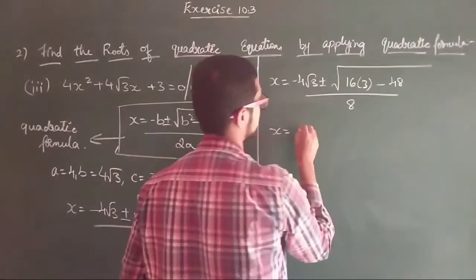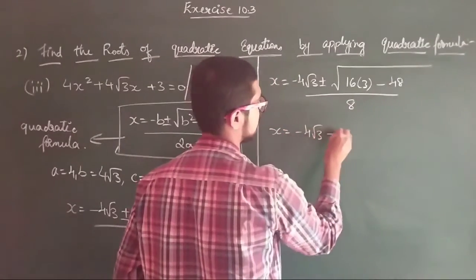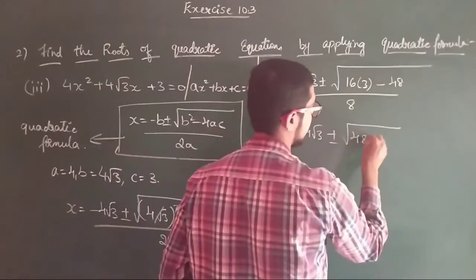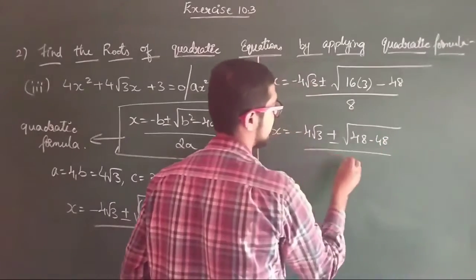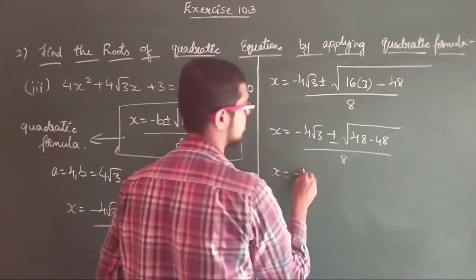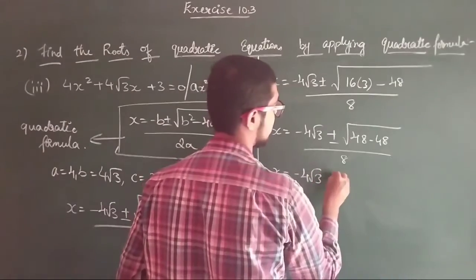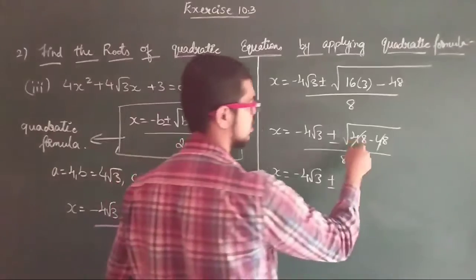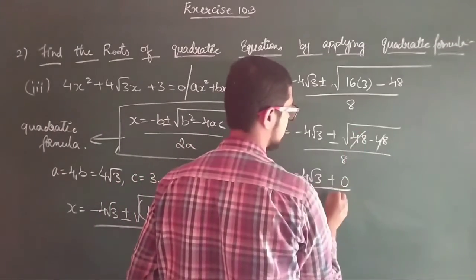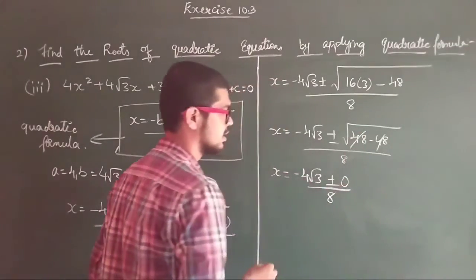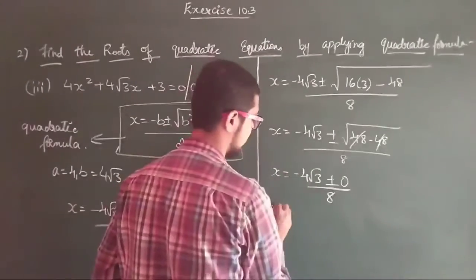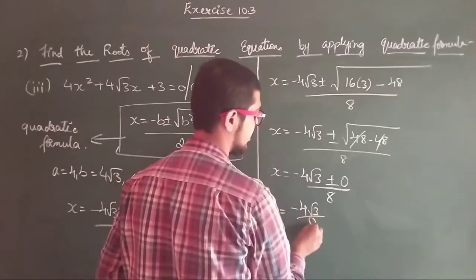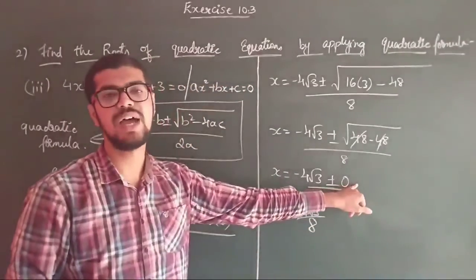So from this x is equal to minus 4 root 3 plus or minus, how much is 16 into 3? Again it is 48, minus 48 whole divided by 8. From this x is equal to minus 4 root 3 plus or minus, 48 plus minus gets cancelled, so we will be remaining with 0. So root of 0 is nothing but 0 and 8. Now simplify this further. So x is equal to minus 4 root 3 divided by 8. Because here I have 0, I can neglect this.